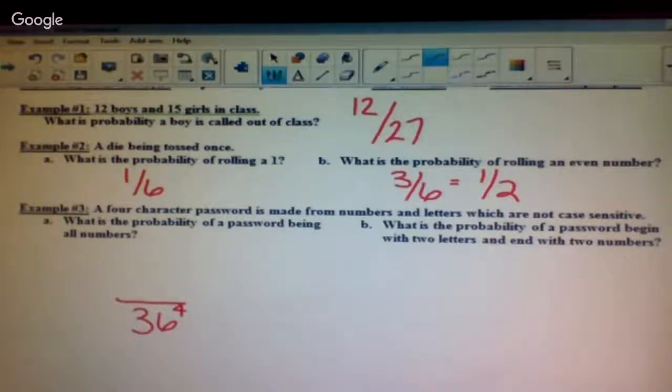Now, to do the top, what is the probability of a password being all numbers? 10 to the 4th. I've got 10 digits, and I'm filling 4 spaces with them. If you plug this into your calculator, it comes out to be 0.00595.